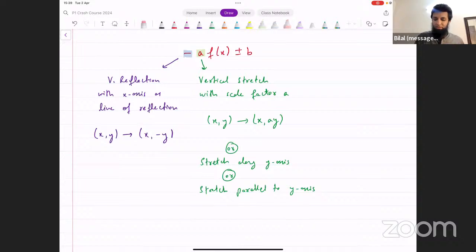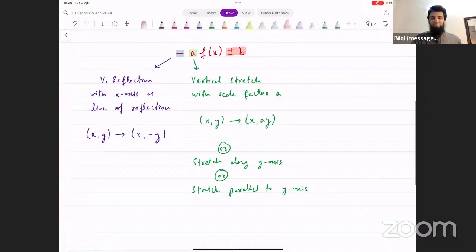What's translation? Plus or minus b. When you add or subtract something outside the function, that's a vertical translation. So this becomes a vertical translation. And in translation, what you have to do is write down the vector. In this case, writing down the vector is going to be necessary.